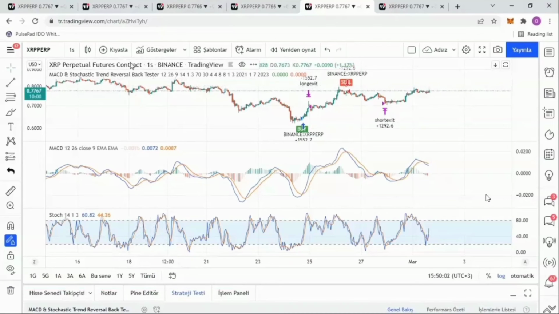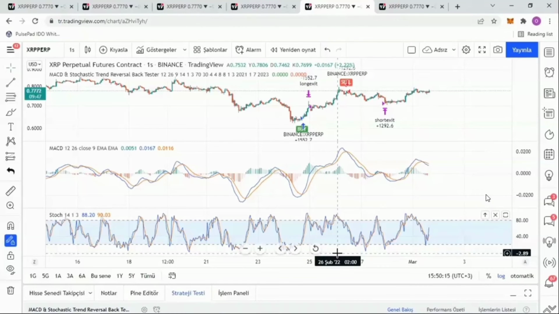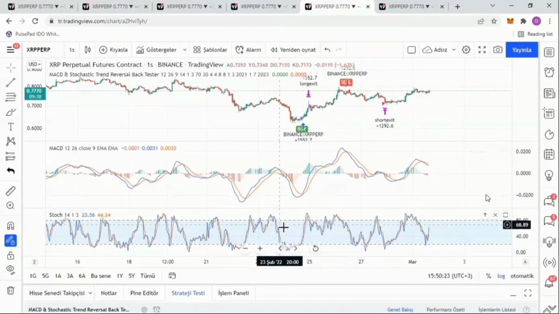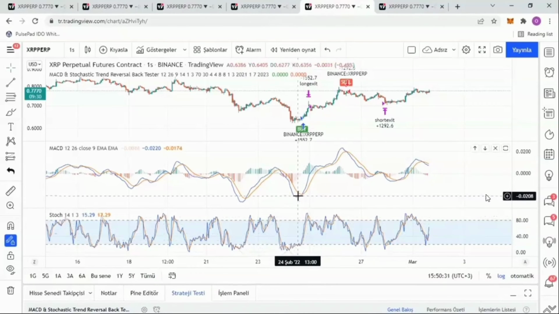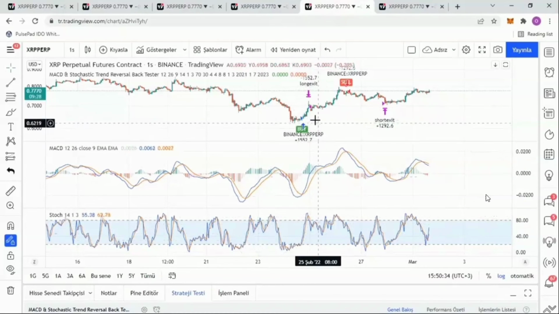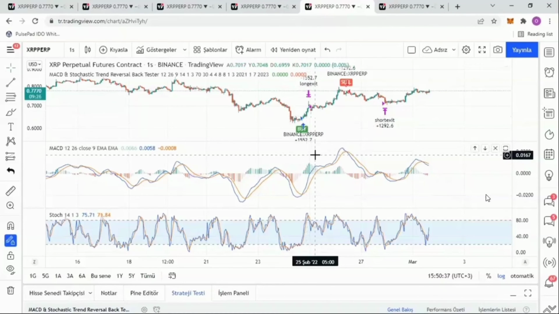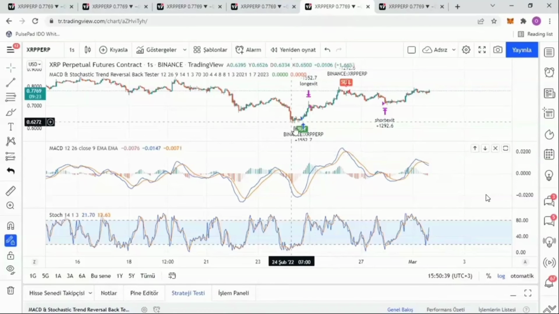Let's start with the first one. As you can see, it will be the trend reversal strategy. When stochastic lines are below 20, we will consider that there is an oversold condition. And if we see a MACD crossover when stochastic is below 20, then we will consider that there will be a trend reversal. Just like this one: stochastic is below 20 and there is a MACD crossover, you see a buy signal. And the opposite conditions will trigger the sell signals.